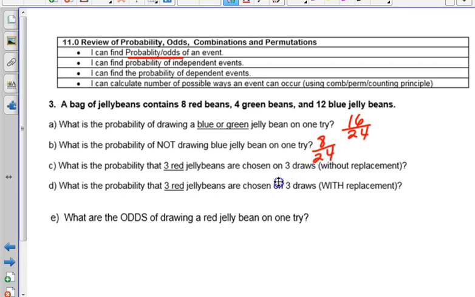What's the probability that 3 red are chosen on 3 draws without a replacement? So first red is 8 out of 24. Second red, if we didn't put one back, is 7 out of 23. 6 out of 22. Do you understand? No, you should do it out and reduce it on the quiz. I just don't know what it comes out. Let's see. This goes in here 4 times. I don't know. I have it on my key. 7 over 253.